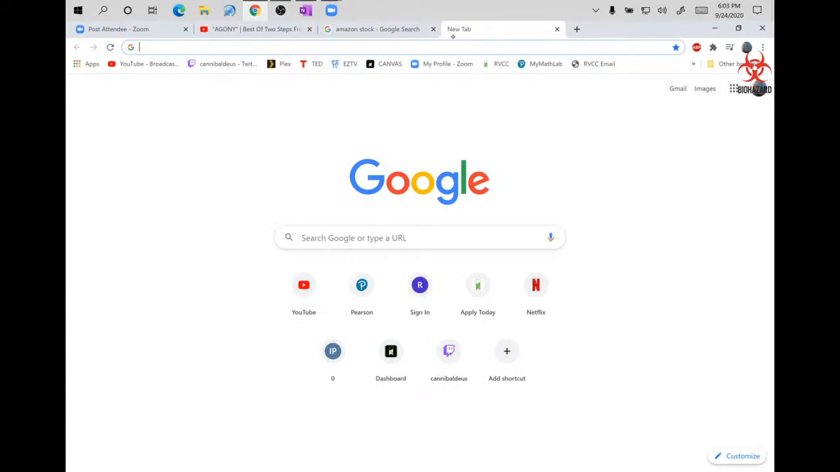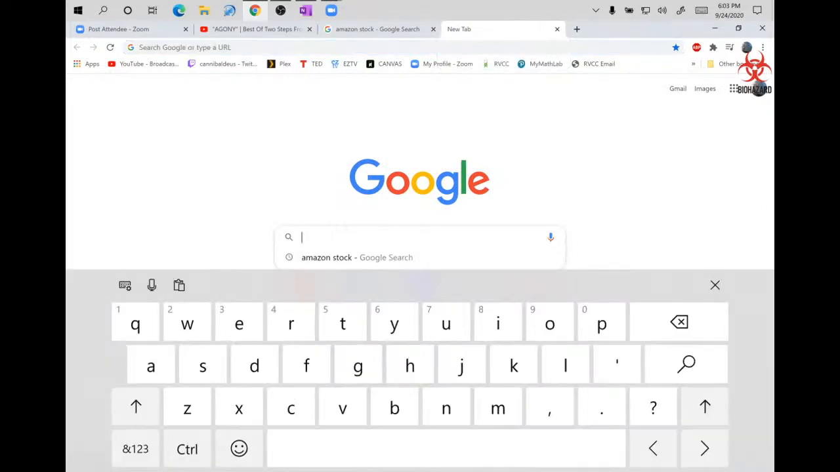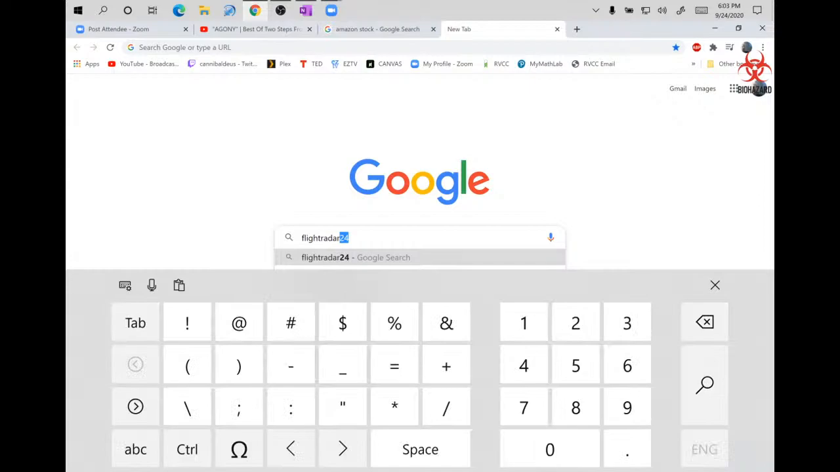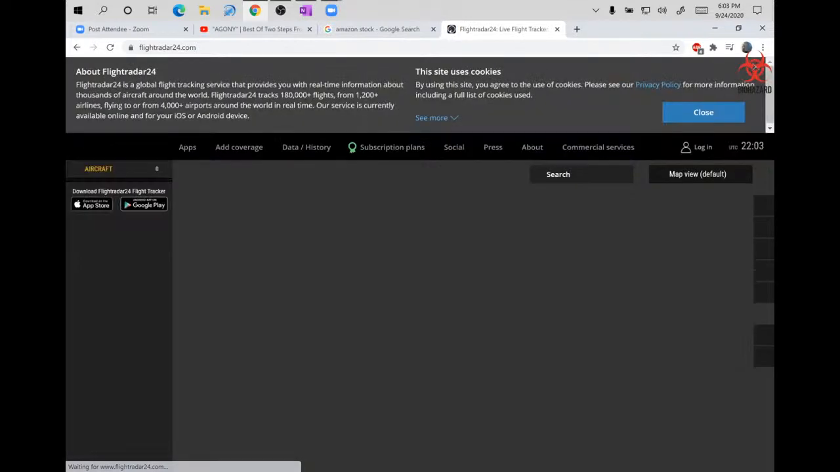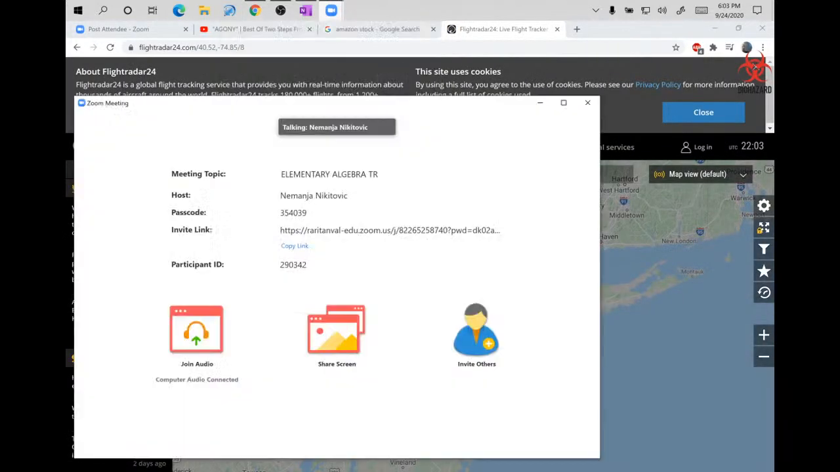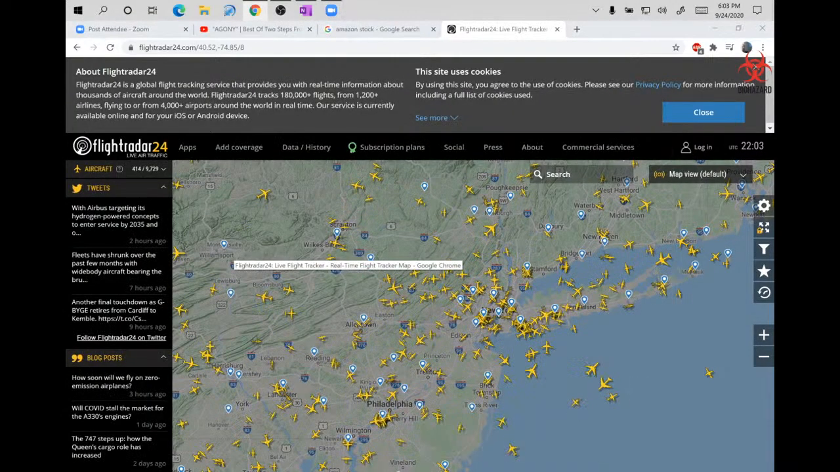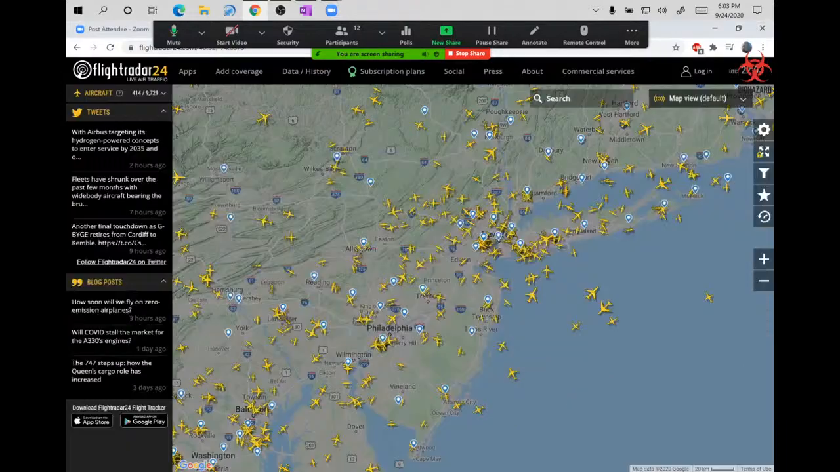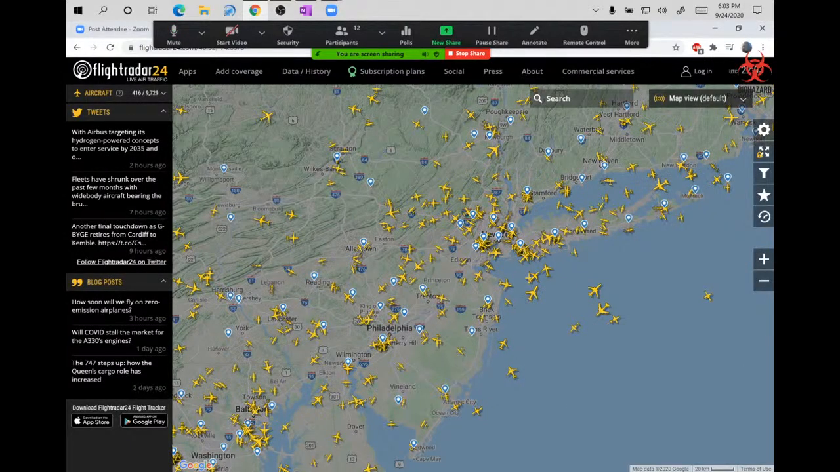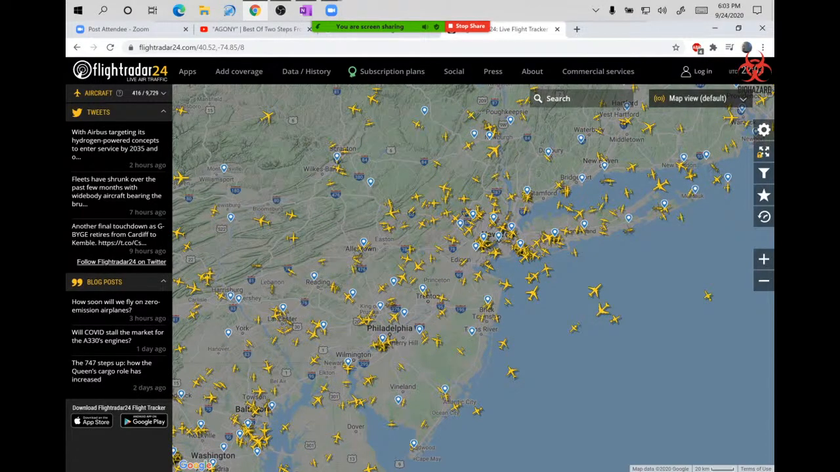So it's called Flight Radar 24, which is the live tracking for airplanes. I forgot that you guys, there we go. Can you see this? Yeah. All right, so this is nothing.